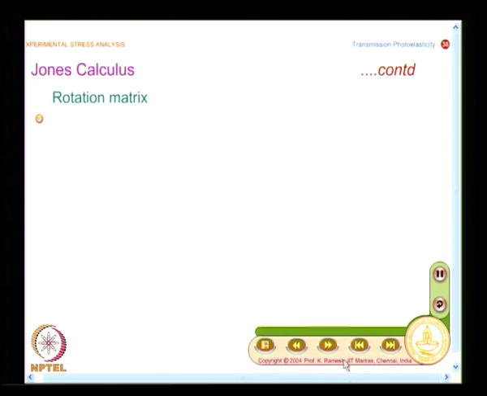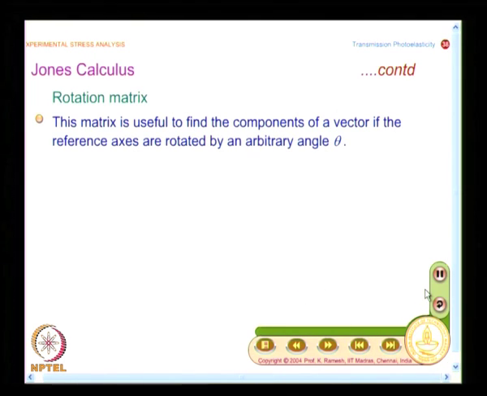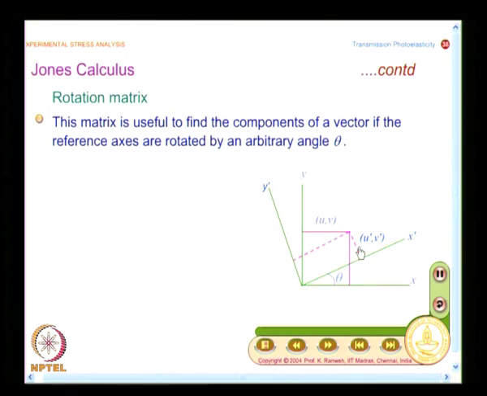So, what I have is the rotation matrix, and the rotation matrix you would have done in many of your other engineering courses. Whenever you come across transformation, one of the simplest transformations is rotation, to find the components of a vector if the reference axes are rotated by an angle theta. This is fairly simple and straightforward. It is only remembering what you have done in some of your earlier courses.